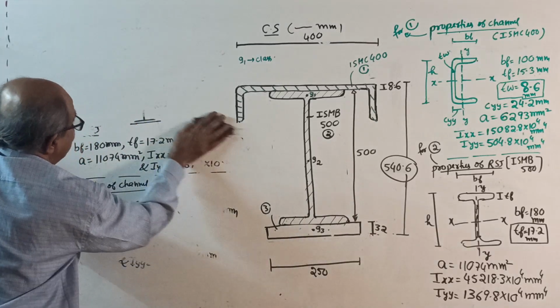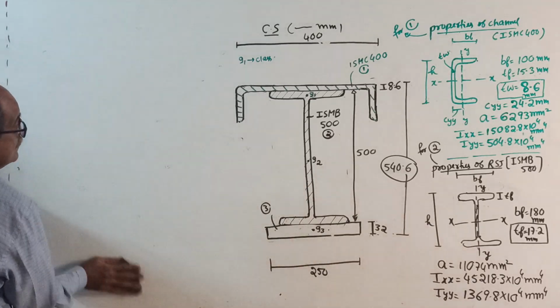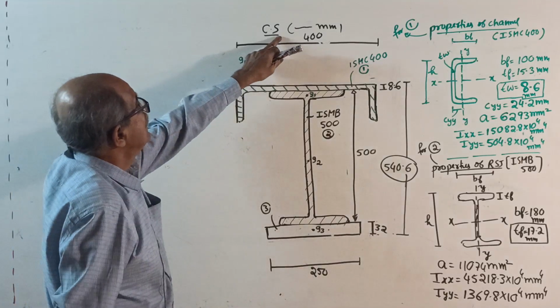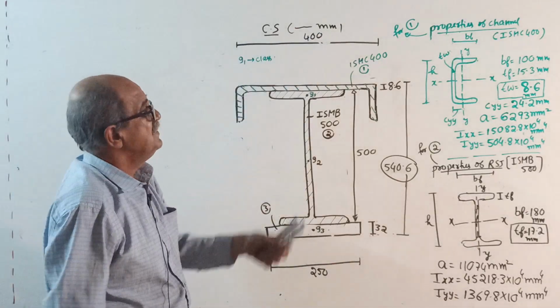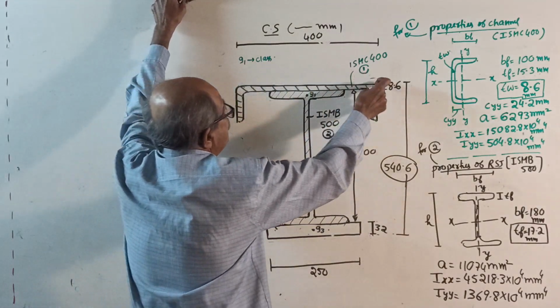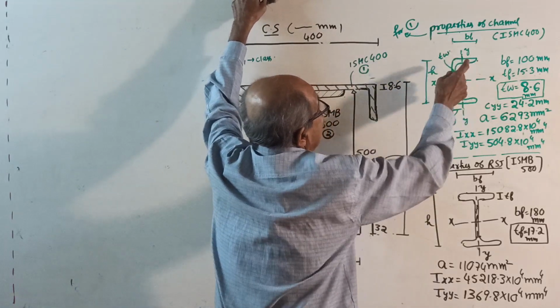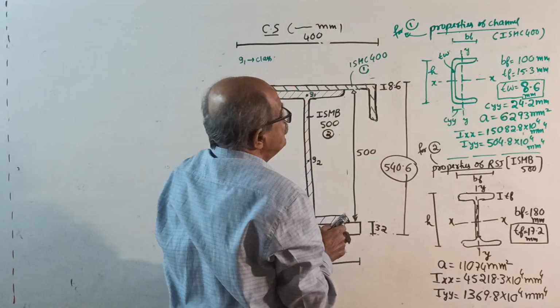Everything is transferred. Now nothing is there. Now only the calculation part. Okay, start. Now write the cross section. All dimensions are in millimeters. See here, the channel is like this. This total width, this distance is nothing but this distance. See, this one. The channel is ISMC 400.